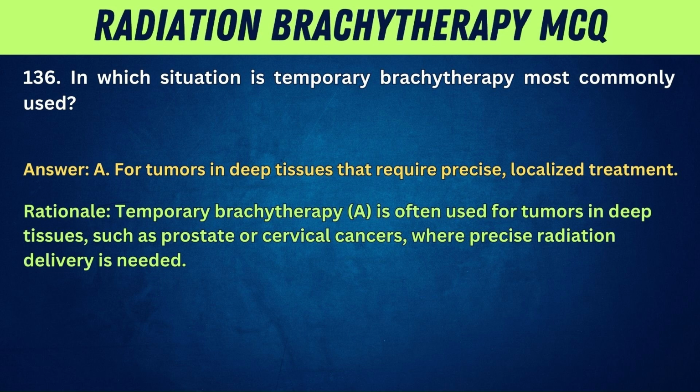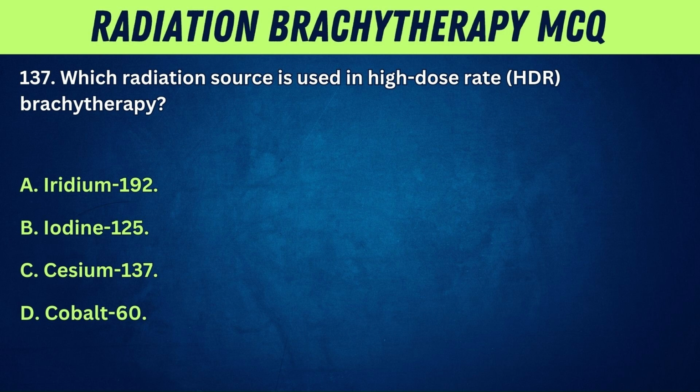Rationale: temporary brachytherapy, A, is often used for tumors in deep tissues, such as prostate or cervical cancers, where precise radiation delivery is needed. 137. Which radiation source is used in high-dose rate, HDR, brachytherapy? A. Iridium-192. B. Iodine-125. C.